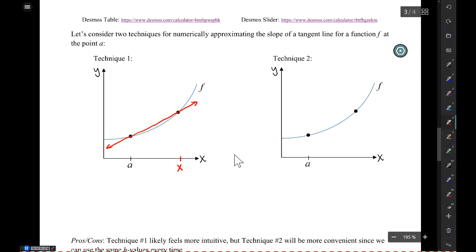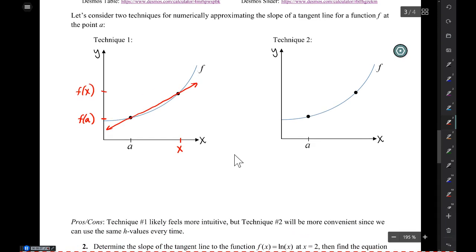If my function's named f, what would be the y value at a? What could I call it in terms of the function? It'd be f of a. So this point is going to be f of a. And if x is my input, then the output is going to be f of x. So the slope is going to be the change in y, which is the subtraction of the outputs, divided by the change in x, which is the subtraction of the inputs.